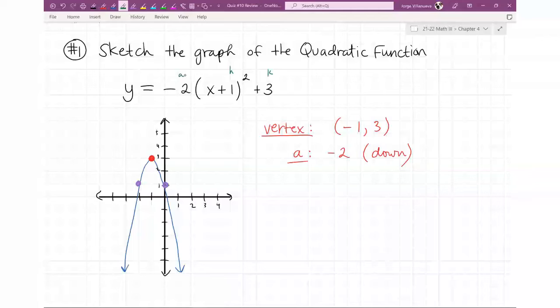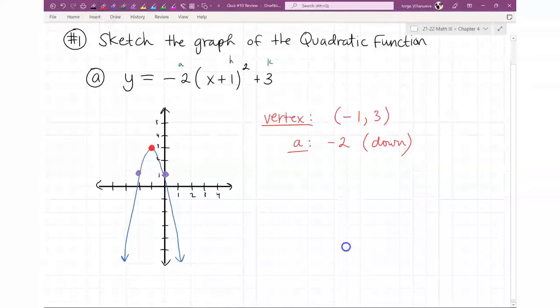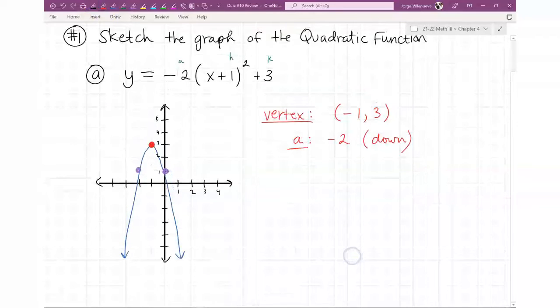Now, there's another question like this. So let me label this part A, okay? I'm going to call it part A, because part B is going to have the same instructions. Sketch the graph of the quadratic function, but it's going to look a little different.